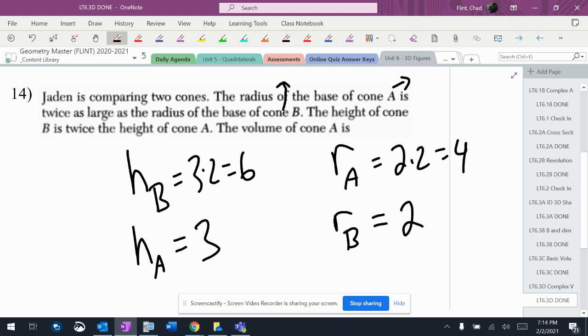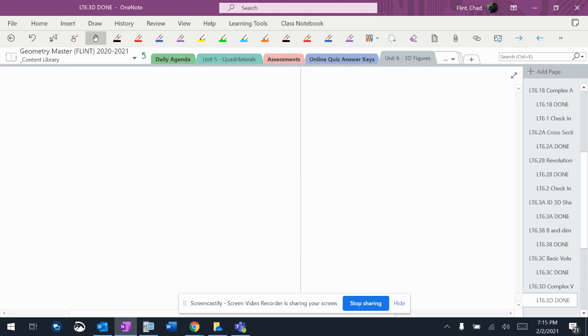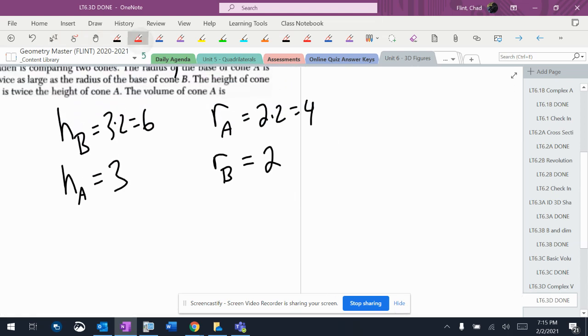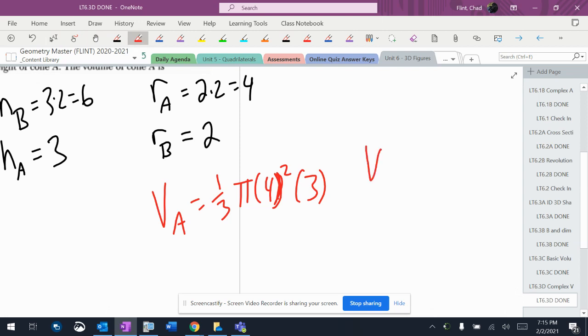Now, there's a way to do this with letters. It sounds awful to me. I'm just going to make some numbers up and see what happens. All right, so let's see. The volume of a cone is 1/3 pi r squared h. So volume of A is 1/3 pi r squared times h. Make sure I use the right h. And the volume of cone B is 1/3 times pi times 2 squared times 6. I'm just going to figure the volume out.